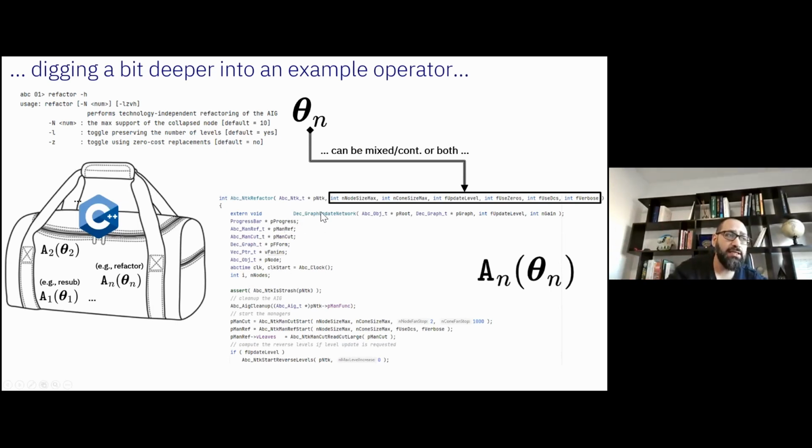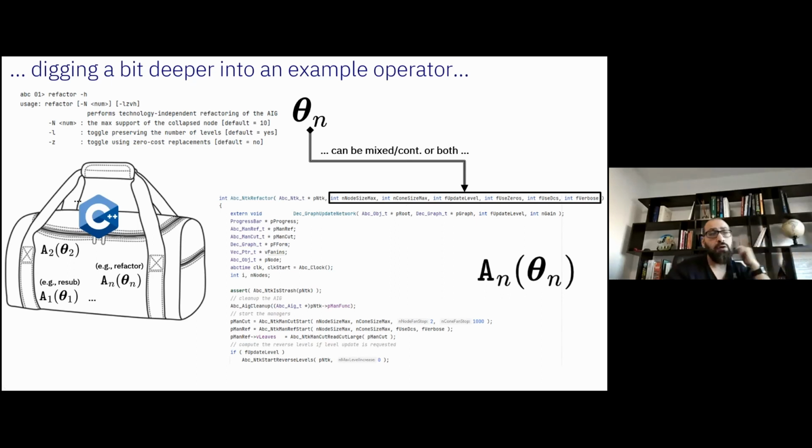And not only is it C++ code, but it also takes configurable parameters, for example node size, cone size, update level, and so on. These will dictate how this operator acts on the graph. For example, if you pick a certain node size, it will cut the graph when it arrives at that node size. I call this algorithm A_n of theta_n, meaning A_n is one of those algorithms like refactor, and theta_n is the parameters that this algorithm takes. This theta_n is also mixed, meaning it could be continuous and discrete. For example, the number of nodes is discrete, but you can also have an update level, which could be continuous, or floats, essentially.